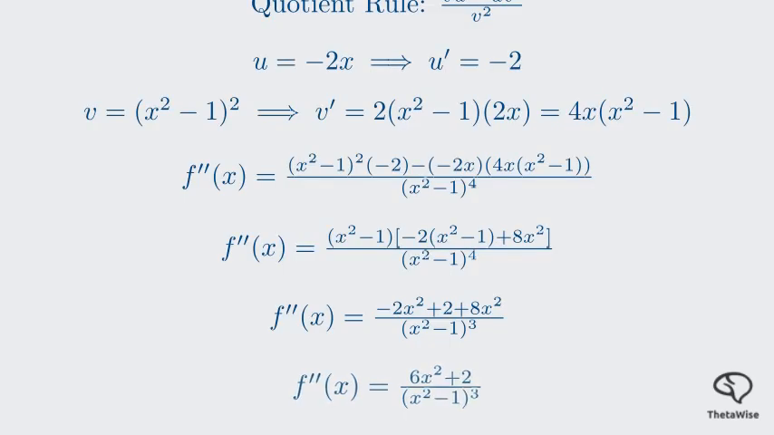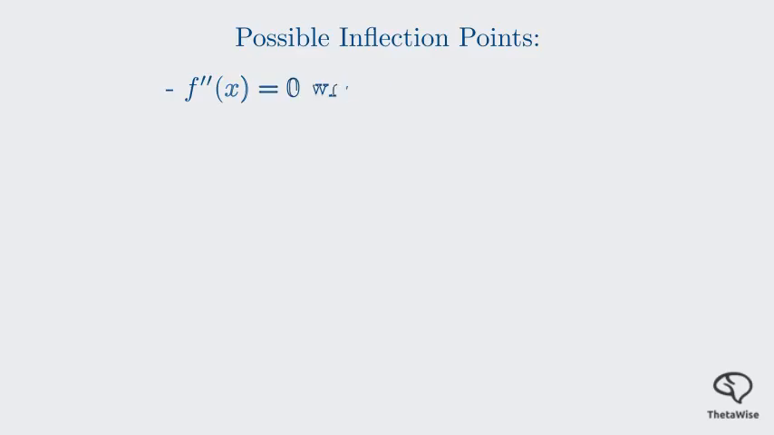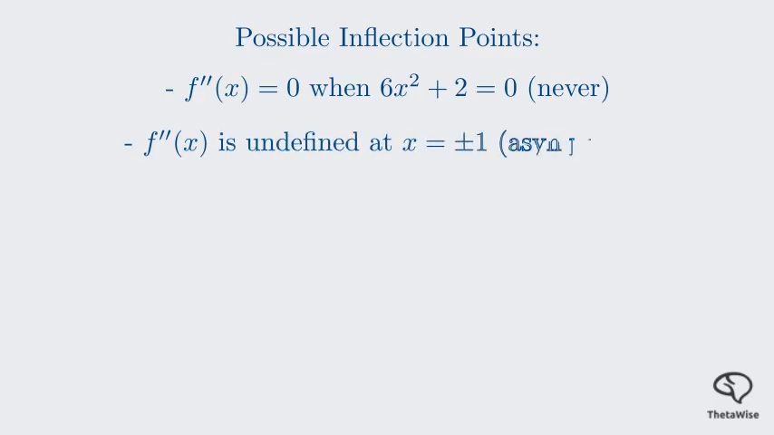So our second derivative is f double prime of x equals 6x squared plus 2 over x squared minus 1 cubed. Now let's find the possible inflection points by setting the second derivative equal to 0 or finding where it's undefined. The numerator 6x squared plus 2 is always positive, so the second derivative is never 0. It's undefined at x equals plus or minus 1, but these are asymptotes. This means there are no inflection points.